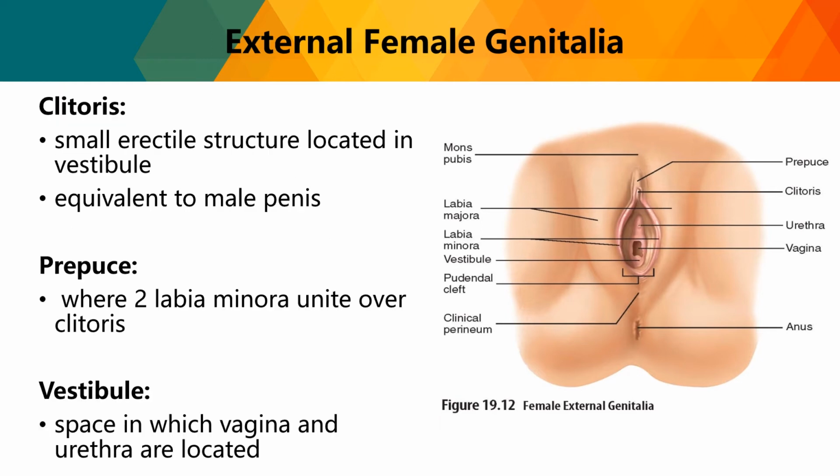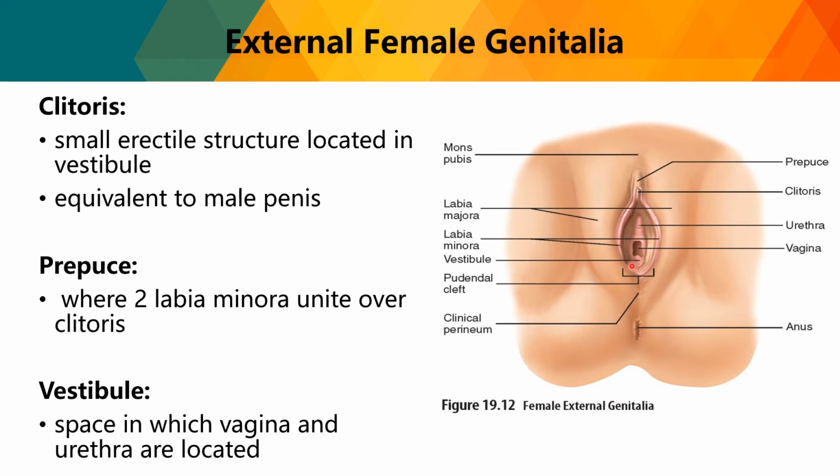Okay. So you also have here the clitoris. So this is the small erectile structure located in the vestibule. It is equivalent now to the male penis. So more of the sensation is in the clitoris. And then you also have the prepuce where the two labia minora unite over the clitoris. So even in males, they do have the prepuce. Okay? And then of course the vestibule.